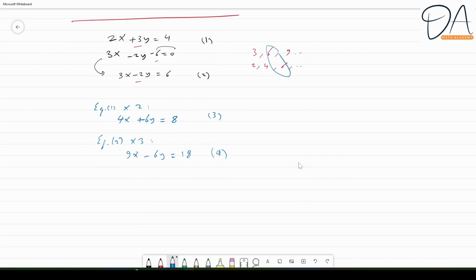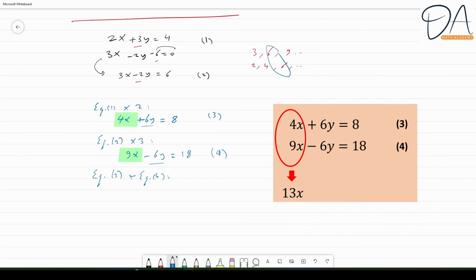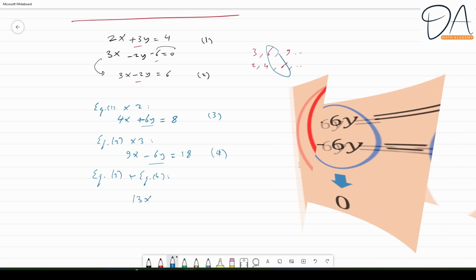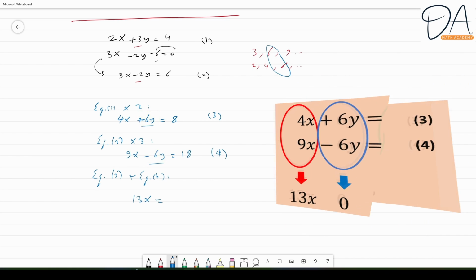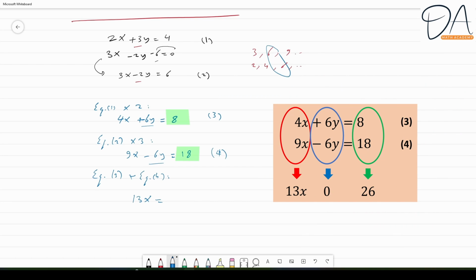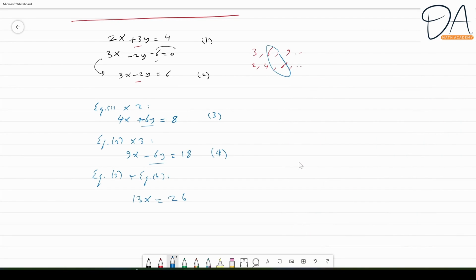And now we can see that you have plus 6y and minus 6y, ready for elimination. What we need to do is just add the two equations. So we take equation 3 and add it to equation 4. 4x plus 9x gives you 13x. 6y plus minus 6y, these cancel out. Then 8 plus 18 gives you 26. And in order to get x, we simply divide by 13. So we get 26 divided by 13, and that is 2.